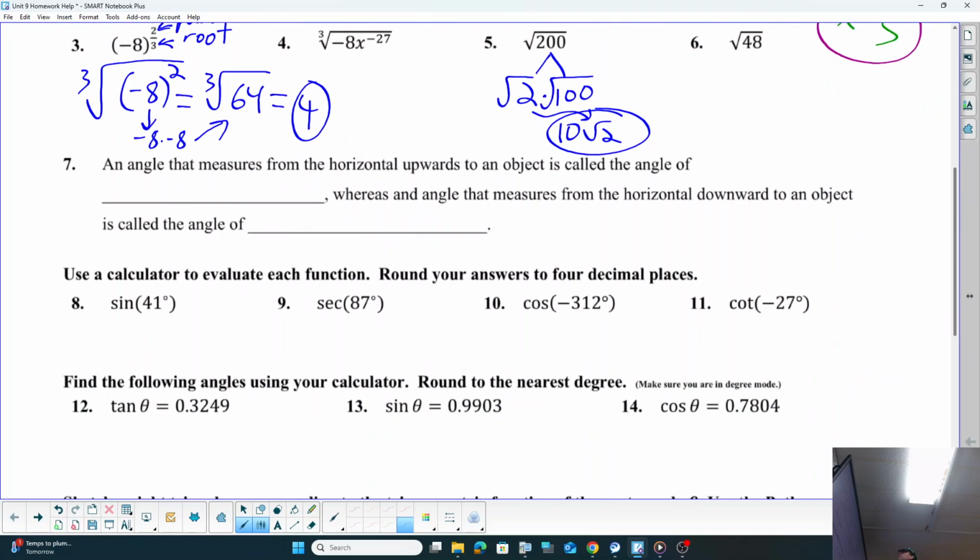An angle that measures from the horizontal upwards to an object is called the angle of, do you know? Is it elevation? Is it depression? So it should be the angle of elevation. Whereas an angle that measures from the horizontal downward to an object, like I'm looking down at you right now, that's called the angle of depression.